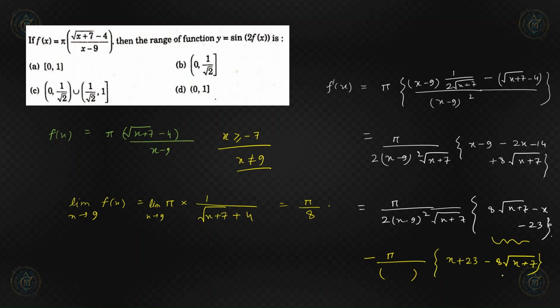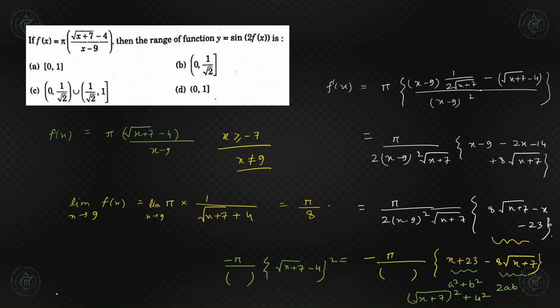Now we try to express this in the form of 2ab. So this becomes 2 times 4 times under root x plus 7, and this thing will simply become a square plus b square. You can check, this becomes under root x plus 7 whole square plus 4 square, right? So this becomes x plus 7 plus 16, that is x plus 23, right? And this 2ab is here with a negative sign. That means we get this derivative equal to minus pi divided by this thing times (under root x plus 7 minus 4) whole square.